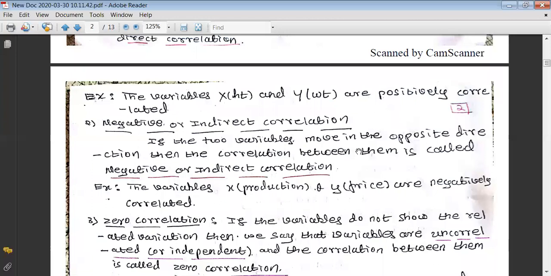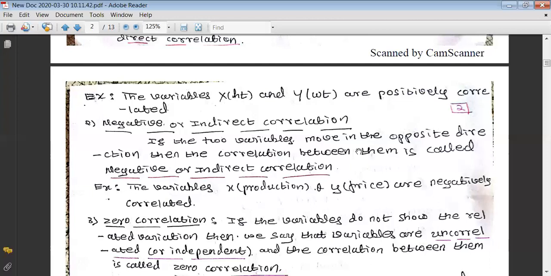And the next one is called negative or indirect correlation. Means if the two variables move in the opposite direction, then the correlation between them is called negative correlation or indirect correlation. Now, consider the second example we have quoted, the correlation between the two variables x production and y price. They are negatively correlated because as the production increases, under general circumstances, price decreases. Means if one increases, the other decreases.